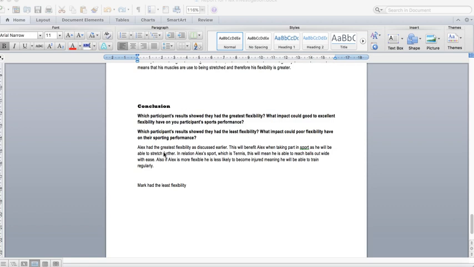Okay, so we know that Alex had the greatest flexibility because we discussed it earlier. And then I've gone, this will benefit Alex when taking part in sport, as he will be able to stretch further. In relation to Alex's sport, which is tennis, this will mean he will be able to reach balls out wide with ease. Also, if Alex is more flexible, he's less likely to become injured, meaning he will be able to train. Why is he less likely to get injured?